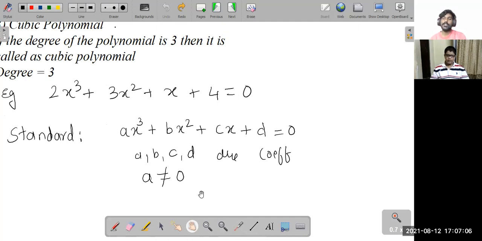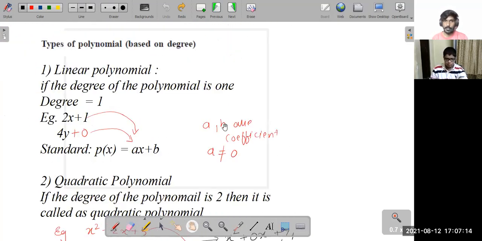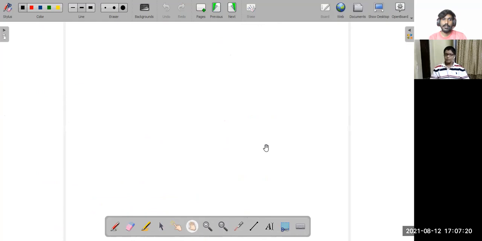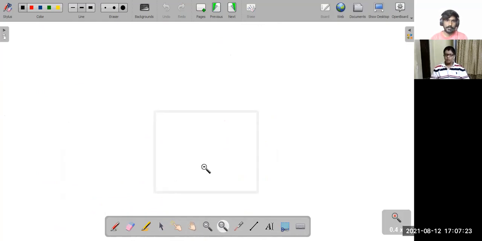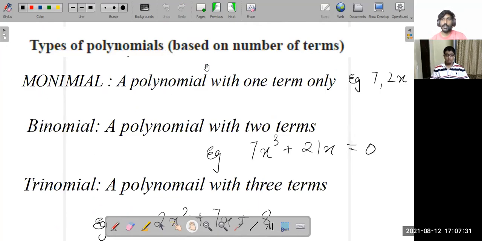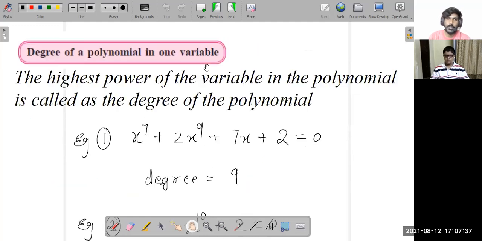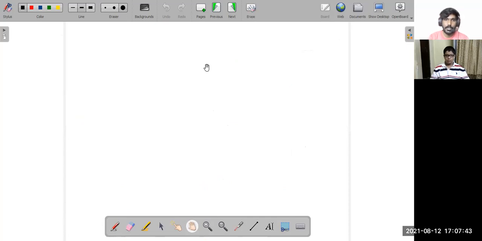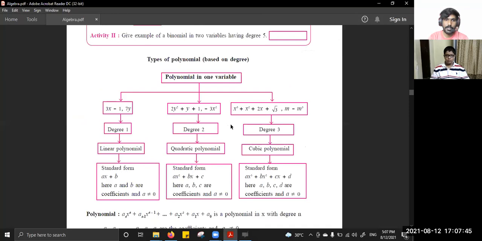Before, what you studied was the classification based on terms. If there is one term, you call it monomial. If there are 2 terms, binomial. 3 terms, you call it trinomial. Okay, so let's see the next concept in this.